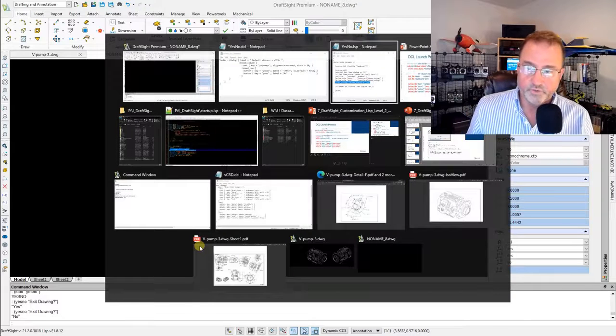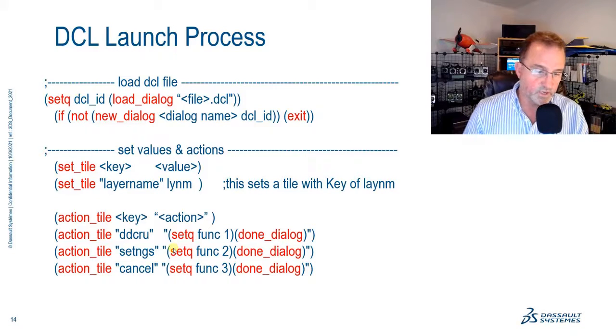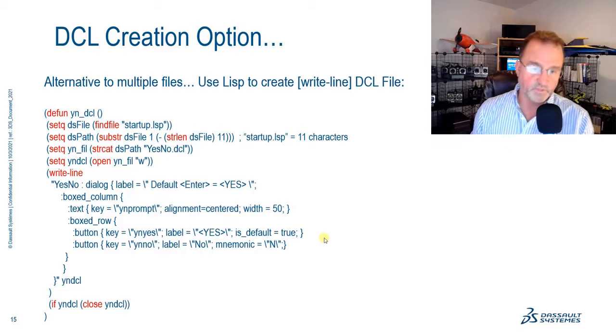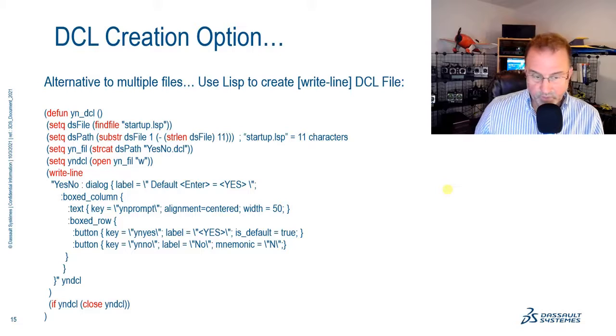Now I do want to show you an alternative here, and this kind of goes into what we talked about last time in terms of creating files and writing files from Lisp. I have a different methodology that I like to use, which is instead of creating a DCL file that is separate, I like to use a Lisp routine. In my Lisp routine, I like to create the DCL file from the Lisp routine. There's a couple of reasons why I prefer to do this, and I'll go through those with you. As you can see on the screen here, I've got an example of how this happens.